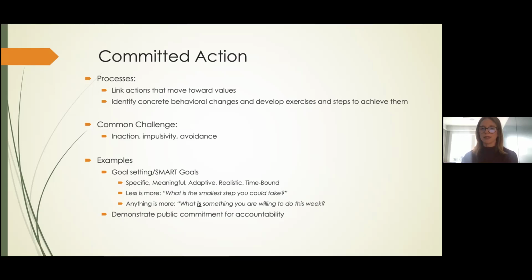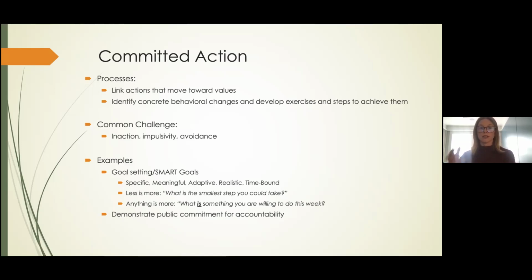Another example that is in not just the ACT literature, but other kinds of recovery literature is stating a public commitment for accountability. So who is one person that you can tell that you're going to take this action this week? Or, okay, is it okay if I ask you about this next week? What happened, how it went, anything that got in the way?